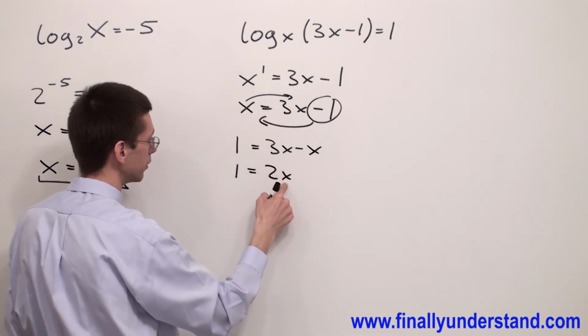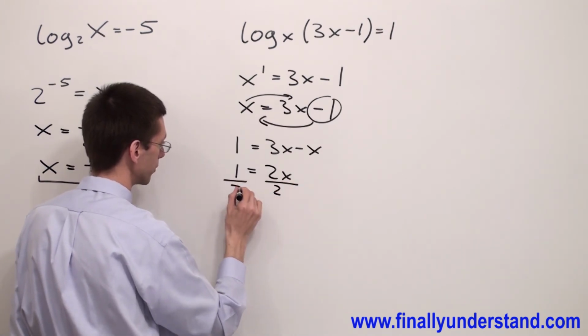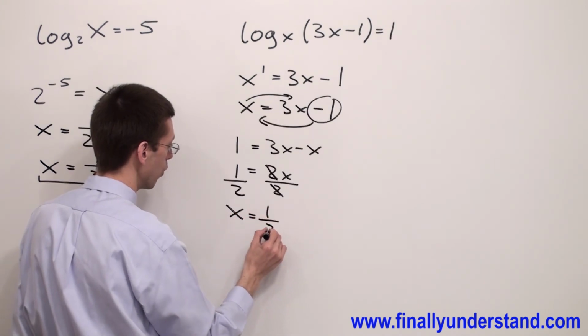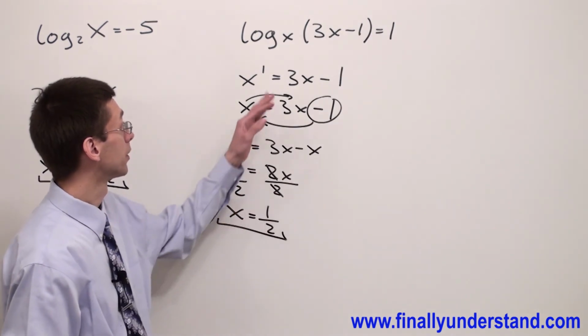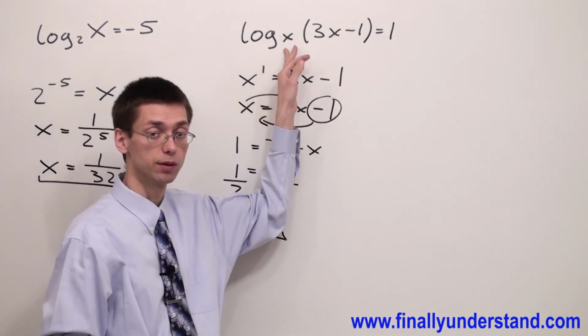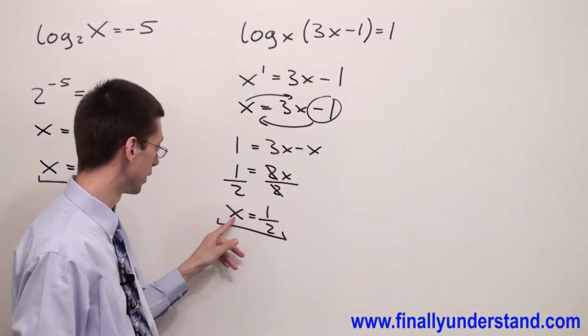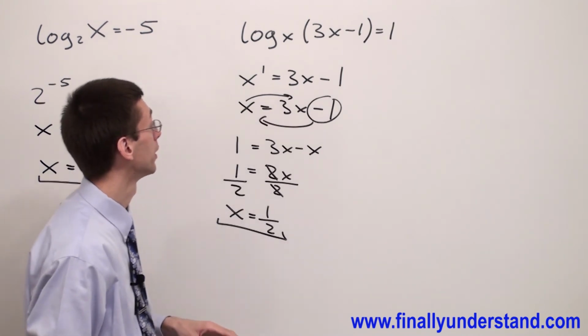In order to find the value of x, I have to divide both sides of the equation by 2. So x is equal to 1/2. The base of the logarithm must be positive and different than 1. So my x is positive and is different than 1. So the base is okay.